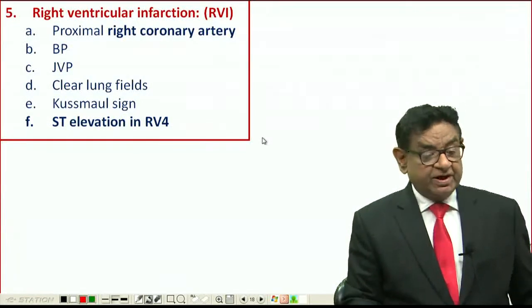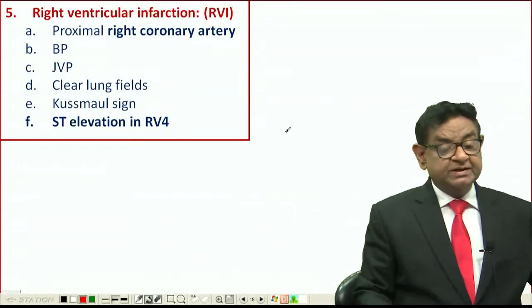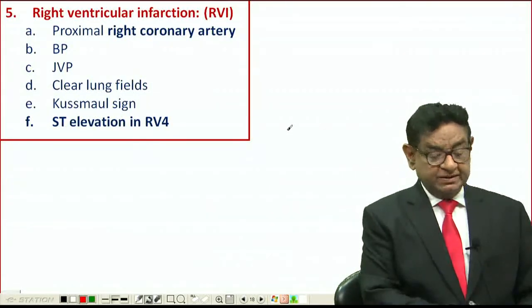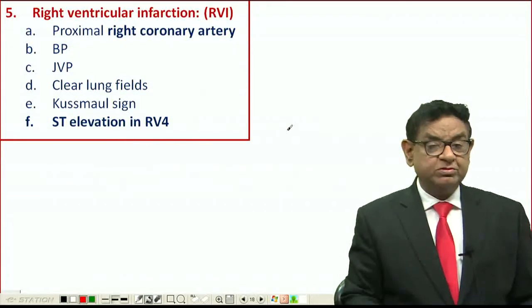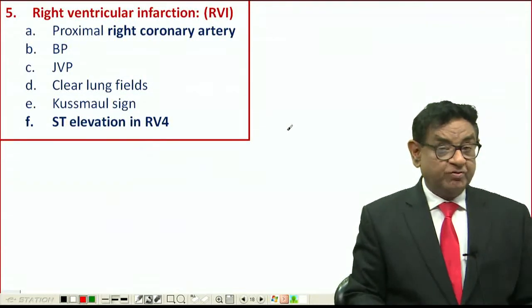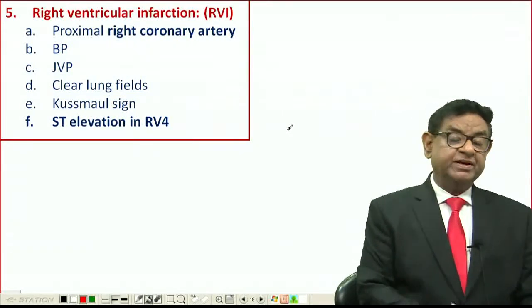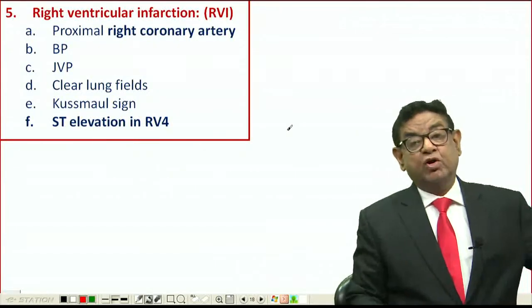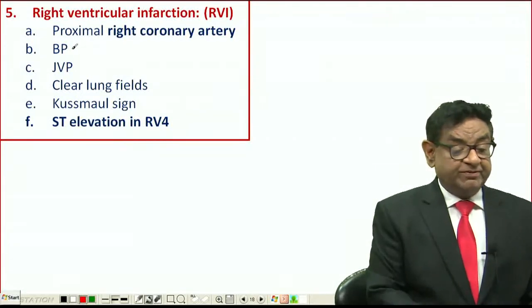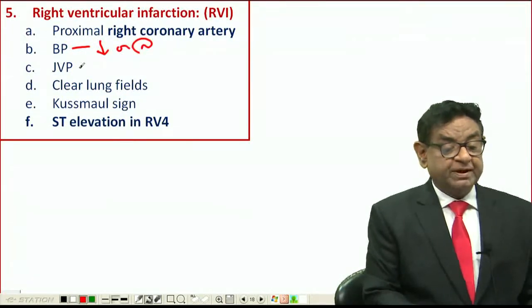Now, right ventricular infarction. The proximal right coronary artery is the one which supplies the right ventricle, and the right ventricle also supplies the inferior wall. Whenever we have right ventricular infarction, the patient may have normal or low BP. It is a very, very important point.